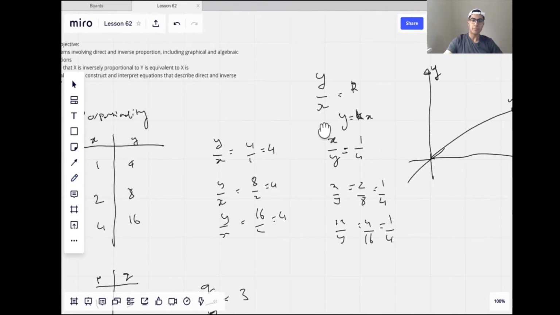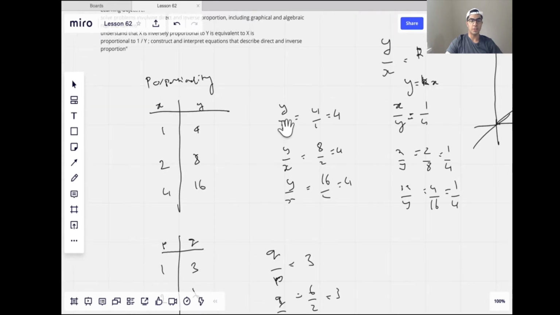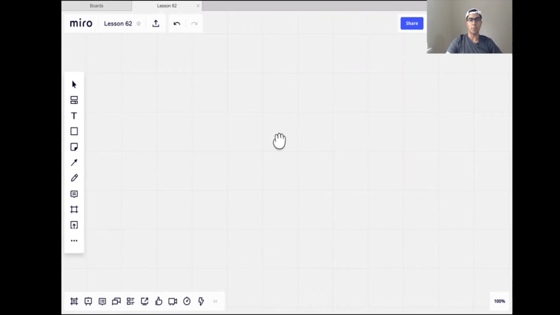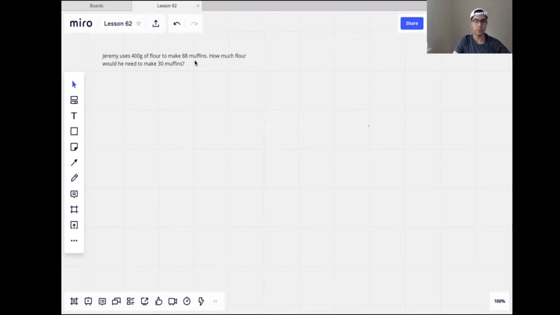Let me give you an example of two things that might be proportional. Say we have a car that goes at a constant speed of 20 miles per hour. Jeremy uses 400 grams of flour to make 88 muffins. How much flour would he need to make 30 muffins? Well, let's think about how much flour it takes per muffin. Let's write this down: flour per muffin.